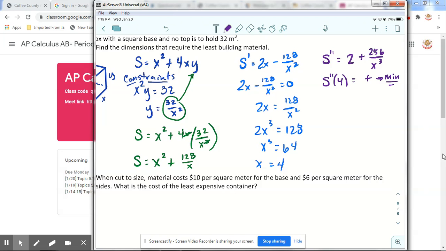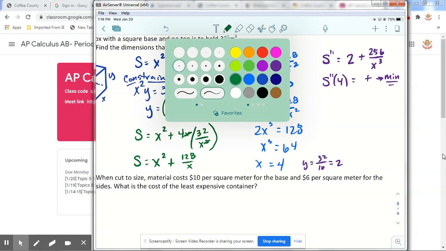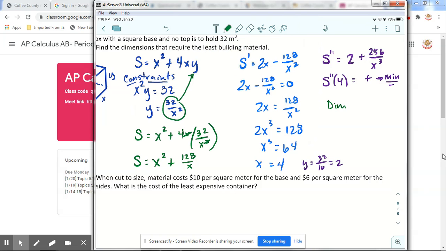And if x is 4, y is going to be 32 divided by 16, which is 2. And that's going to make the dimensions of the box be 4 meters by 4 meters by 2 meters.